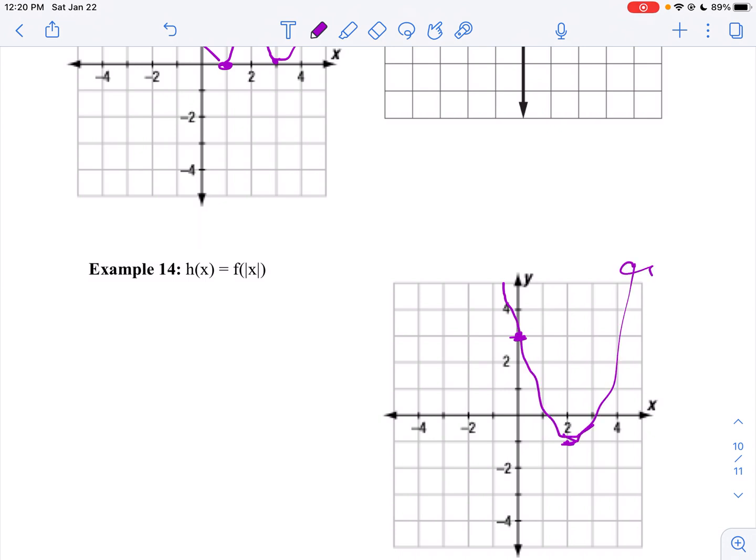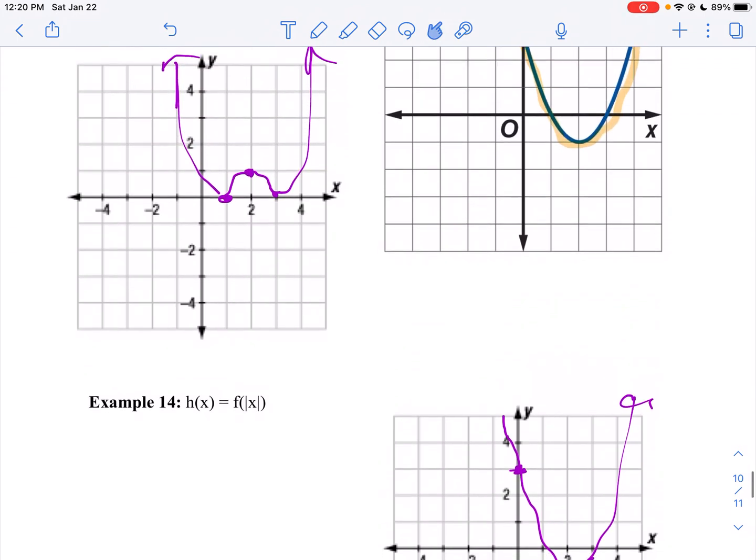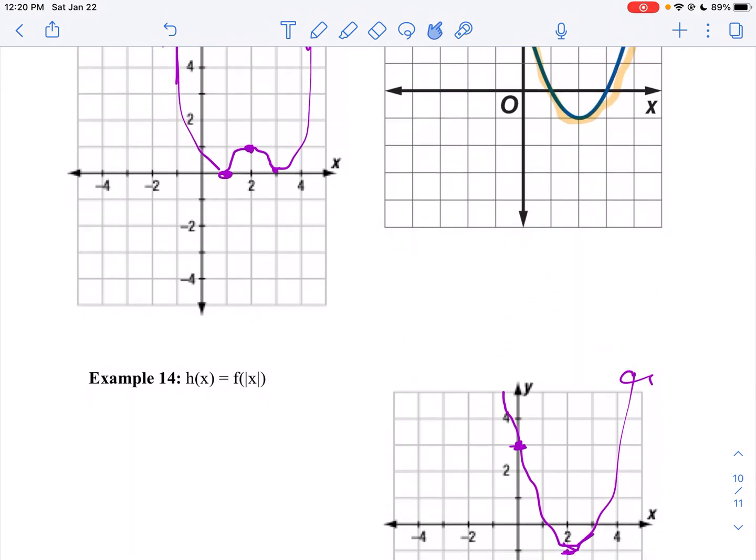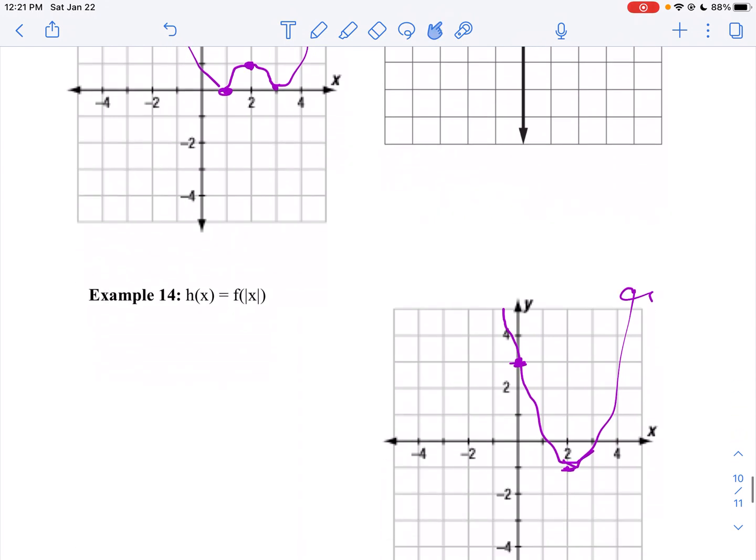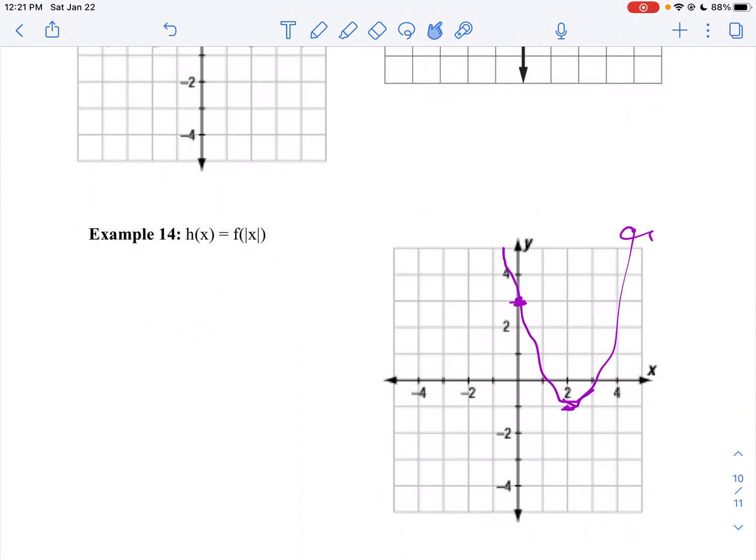Now what I'm going to do is I'm going to flip that over the y-axis. So when I flip it over the y-axis, it's kind of weird looking. So in other words, this point stays the same. And then when I'm at 2, I'm at -2, this y value is going to be the same. So then my graph is going to look something like that.